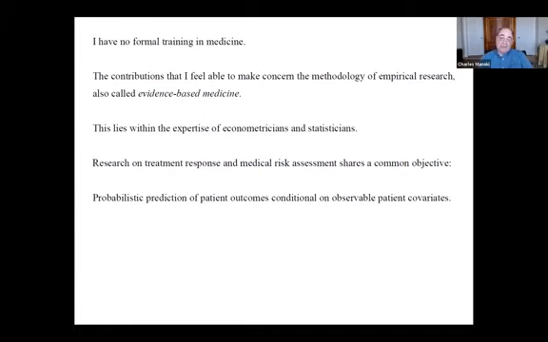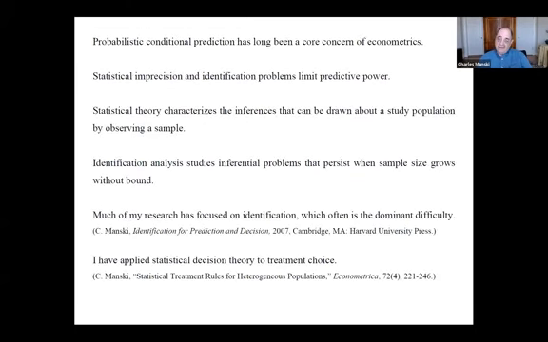Now, what's probabilistic prediction conditioning on covariates? This is what we do in econometrics all the time. I routinely just call it regression. You want to regress y on x. You want to learn the distribution of an outcome conditional on covariates. So I would just call this regression. If I were talking with computer scientists, I might have to call it machine learning or artificial intelligence. You can use whatever name you want, but whatever it is, we know exactly what this is.